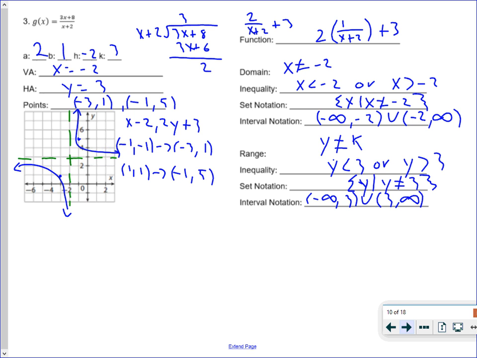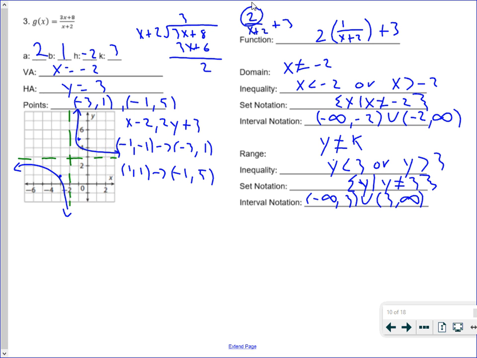And like I said, we cannot have anything but a 1 in our numerator. So we take out that 2, since 2 over x plus 2 is the same thing as 2 times 1 over x plus 2. Now our function is 2 times 1 over x plus 2, plus 3. That's a function that we can actually graph. Now we can figure out what our a, b, h, and k are going to be. Our a is 2, our b is 1, our h is -2, and our k is 3.